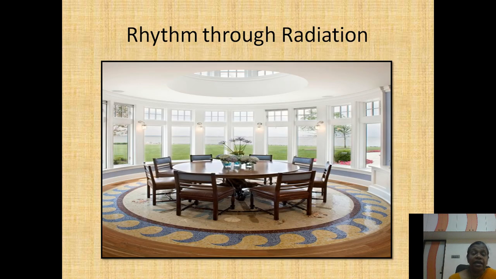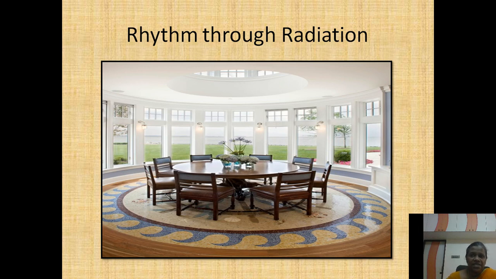Next one is radiation, rhythm through radiation. This is another way of obtaining organized movement. Here the rhythm grows out from the central point or axis. From the center point of view, this rhythm appears, or it radiates. That is called rhythm through radiation. So keeping a flower vase in the center of the table creates a radiation movement. Can you understand? So that is about the rhythmic movement.